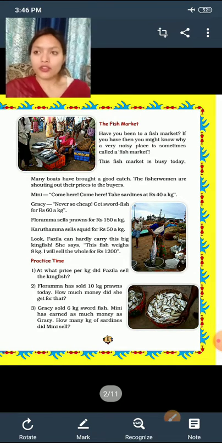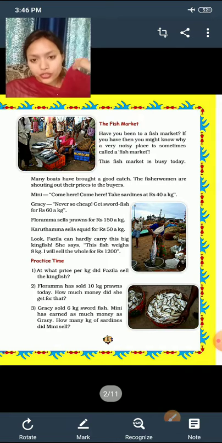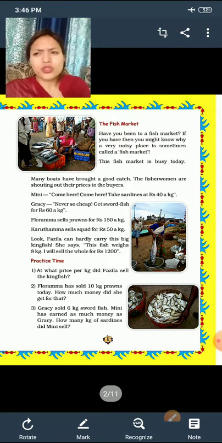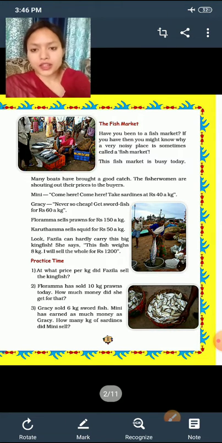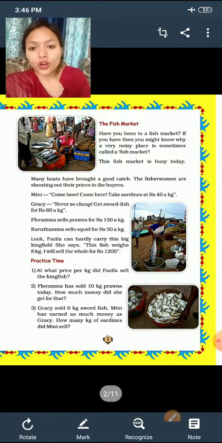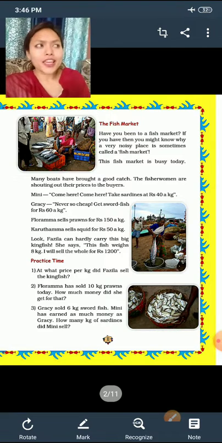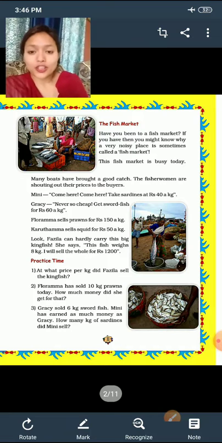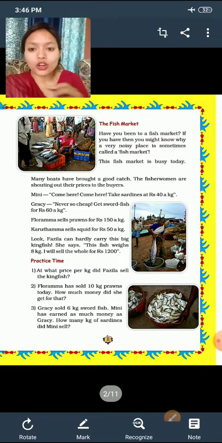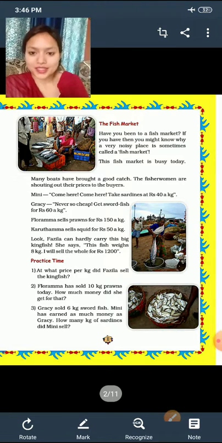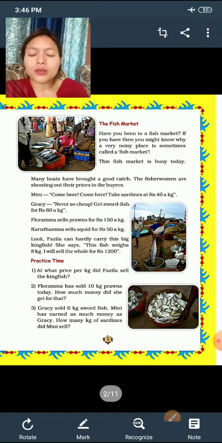Have you ever been to a market or a fish market? You must have gone to the vegetable market, yes or no? So have you heard that sound, potatoes 40 rupees a kg, cucumber 10 rupees a kg, cauliflower 20 rupees a kg, like this? Yes, you all must have heard. Similarly, in the fish market, all the people are announcing their prices.